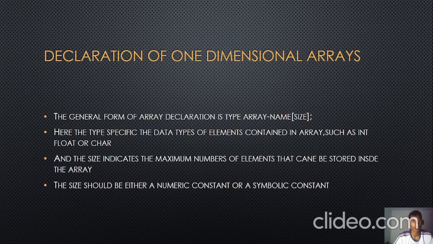The general form of array declaration is: type arrayname[size]; Here, the type specifies the data type of the elements contained in an array, such as int, float, or char, and the size indicates the maximum number of elements that can be stored inside the array. The size should be either a numeric constant or a symbolic constant.